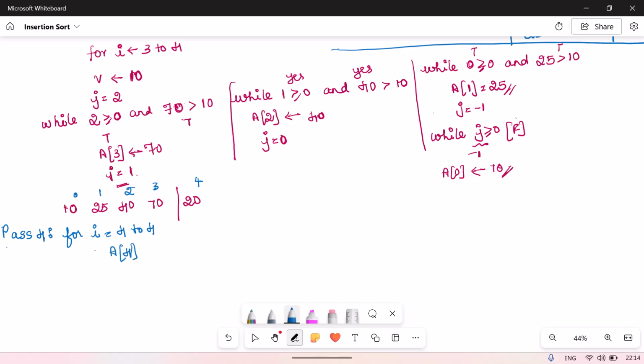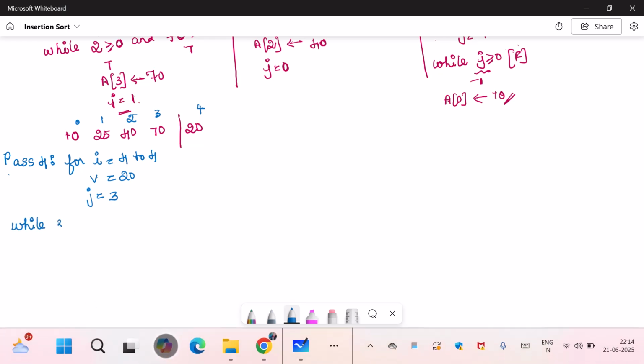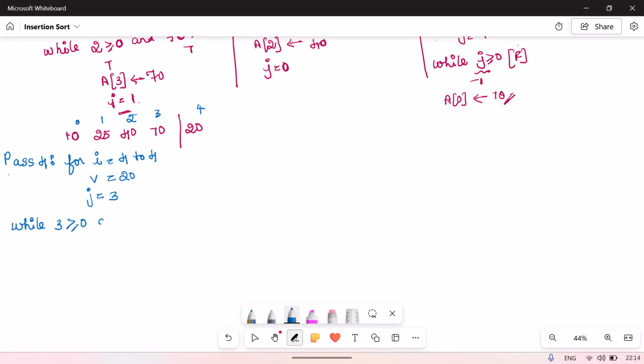A of 4 is how much? A of 4 is 20. So take 20 and put it under V. Then decrease j by 1. So j is I minus 1, so j will be 3. Let us do the condition again. While j greater than or equal to 0, j is 3. So 3 greater than or equal to 0, and A of 3 is 70. It is greater than 20.